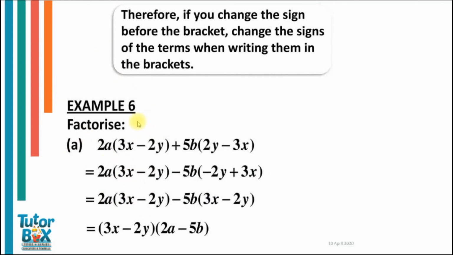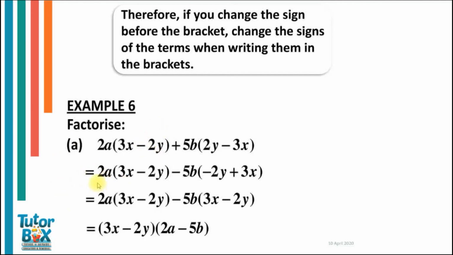So let's just quickly look at this example. So we factorize 2a(3x minus 2y) plus 5b(2y minus 3x), right? So you notice that here we have 3x minus 2y, but then here we have the 2y as positive, which is the opposite of this, and the minus 3x, which is also the opposite of that, right? So we want to get this to be exactly like that so that we can then factorize easily. Okay, so what you can do is you can either change this one to look like this one, or change the second one here to look like that one there, right?